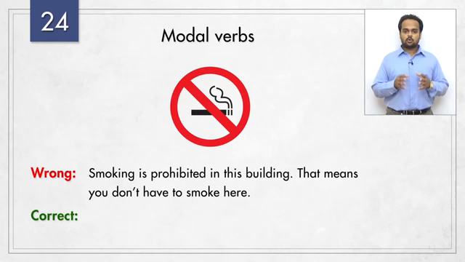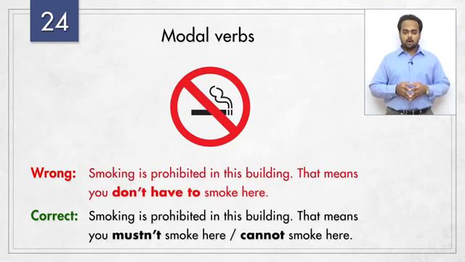Next one, smoking is prohibited in this building. That means you don't have to smoke here. The correction is, smoking is prohibited in this building. That means you mustn't smoke here or you cannot smoke here. To say that something is not allowed, you need to use mustn't or cannot.